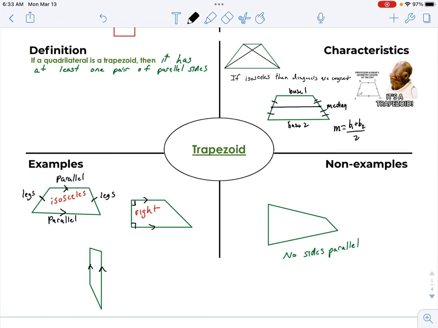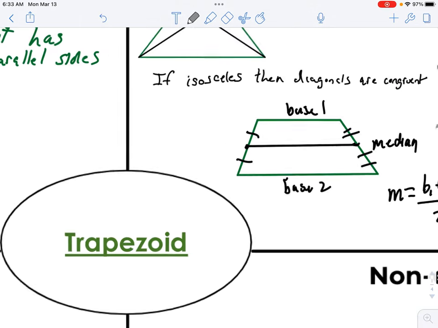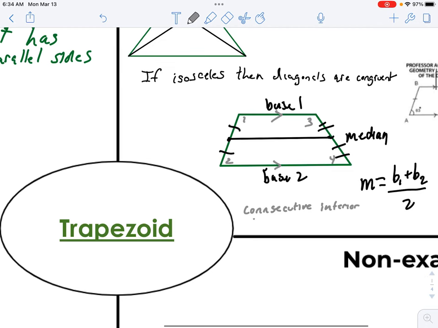All right, there's a bunch more that we could talk about, especially with isosceles trapezoids. I guess I'm very freestyling these notes right now, but if we wanted to name these angles as well, 1, 2, 3, 4, we can say consecutive interior angles are supplementary.